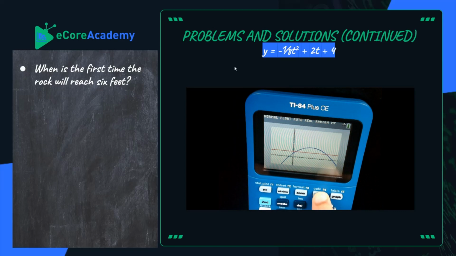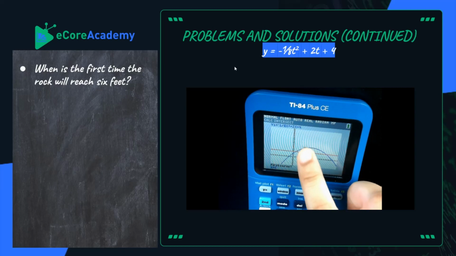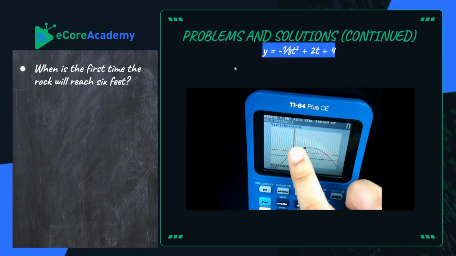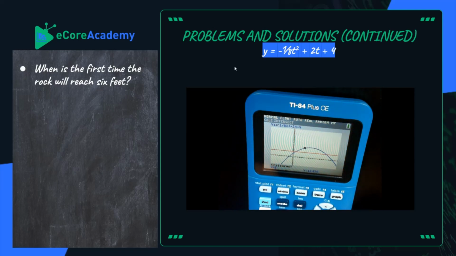So hit second and hit trace to go to your calc menu. Hit 5 for intersect, and then you will see your cursor. As long as your cursor is closer to the point you're trying to find, which is this point over here, we're good to go. If it's closer to this point, then it's going to find the coordinate pair for this intersection. We don't want that. So as long as it's closer to this coordinate pair of the intersection over here, you're good. So you want to hit enter 3 times.